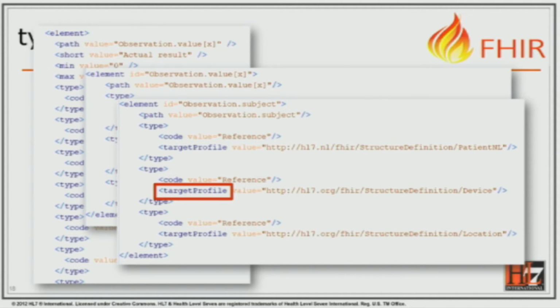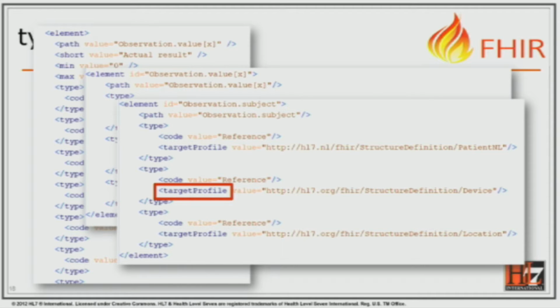Let's take a look at observation.subject. Observation.subject can be a device, a location, a patient, and so on. This is done by repeating the type node in the element definition and saying observation.subject is a reference. But there is another element here called target profile that says, what's the profile of the thing I'm pointing to? So here you're not placing any constraints on this thing itself, but you're placing constraints on what observation.subject is referencing to.